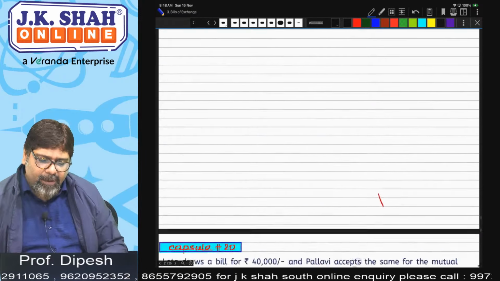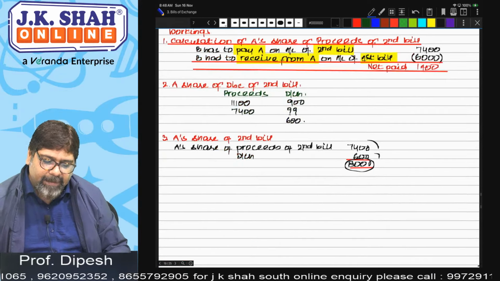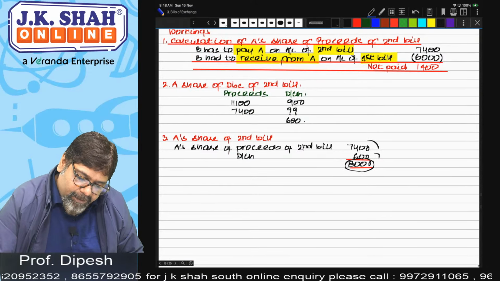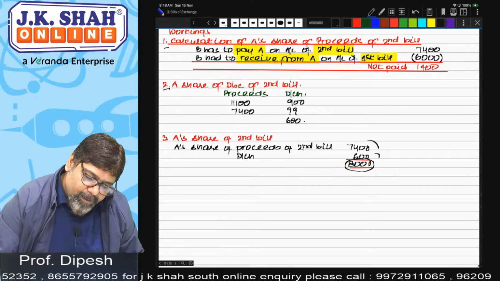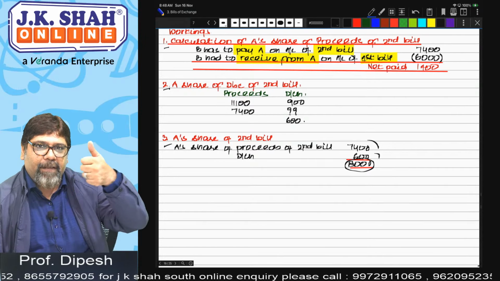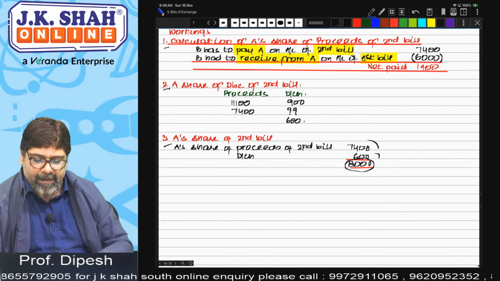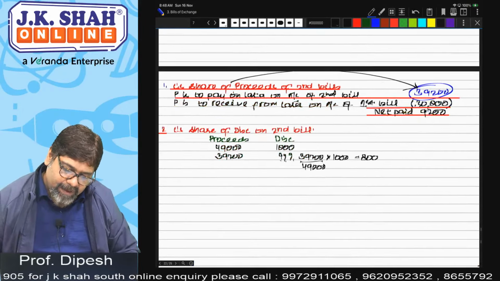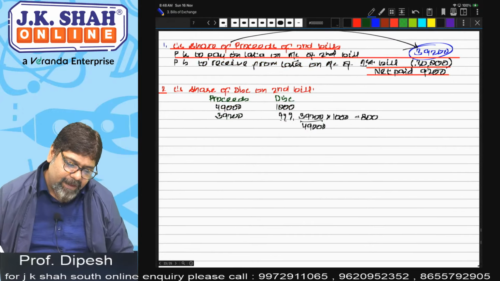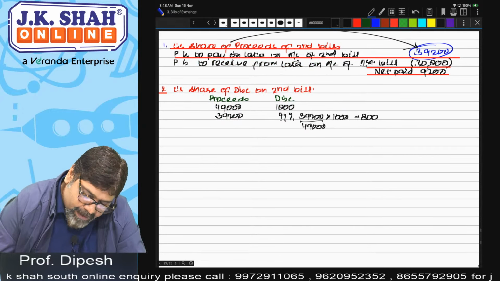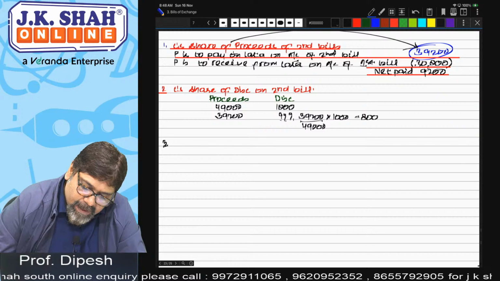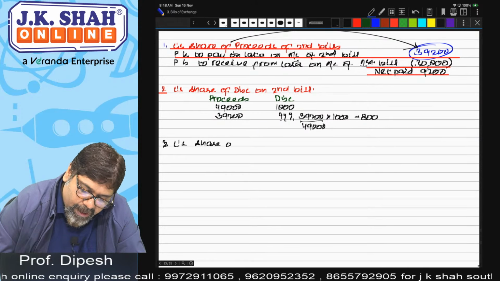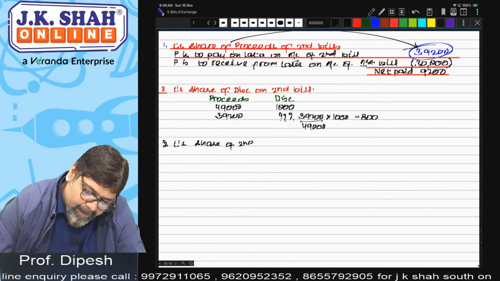Same working note, you will shut your brain and do it. This sum is very, very, very popular for exam. First, we'll calculate working one, then you do three. Share of proceeds, share of discount, share of second bill. Over here, Lata's share of proceeds, Lata's share of discount. And third, tell me, Lata's share of second bill.